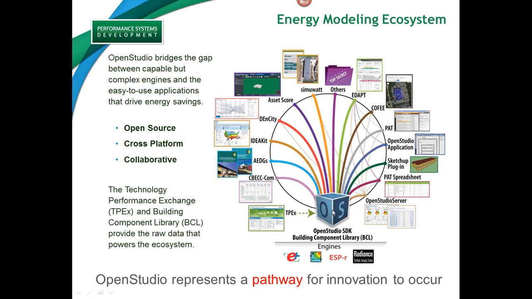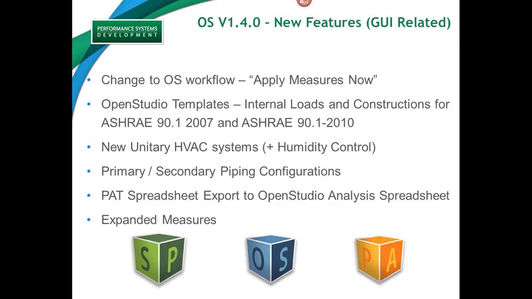So here's a bit of an agenda for what we'll cover today. Again, we will go through a series of slides covering OpenStudio 1.4.0 new features, and then we'll demonstrate those features in a live environment. Those features would be the changes to a new OpenStudio workflow. Apply Measure Now is what we call that workflow. New templates for OpenStudio, which incorporate compliance objects, such as compliance with ASHRAE 90.1 2007 and 90.1 2010. Some new HVAC objects included in OpenStudio 1.4, and these are unitary HVAC systems, which include the ability to humidify or dehumidify, have control for humidity.